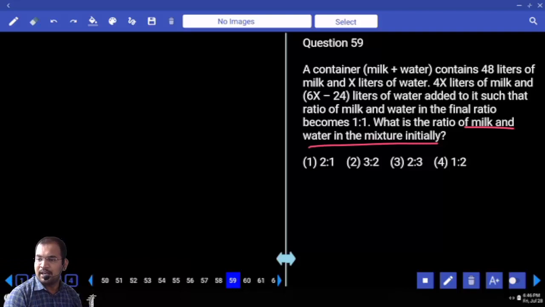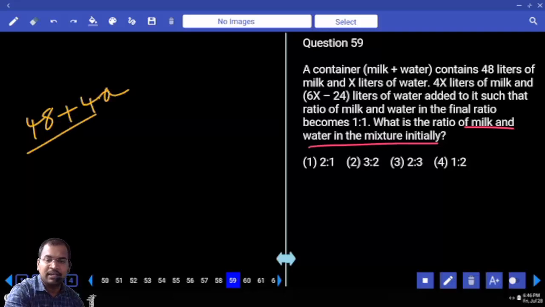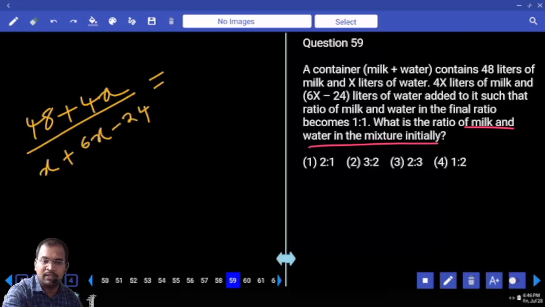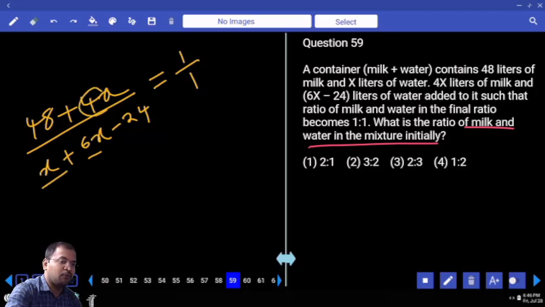So, if you observe carefully here, Nana, 48 liters of milk is there. Clear? 48 liters of milk is there. And 4x liters of milk we are going to add. Are you clear or not? Initially, x liters of water is there. And we are adding 6x minus 24 liters of water. The ratio becomes 1:1. Tell me, Nana, x, 6x, 7x, 4x, 3x, difference udali.